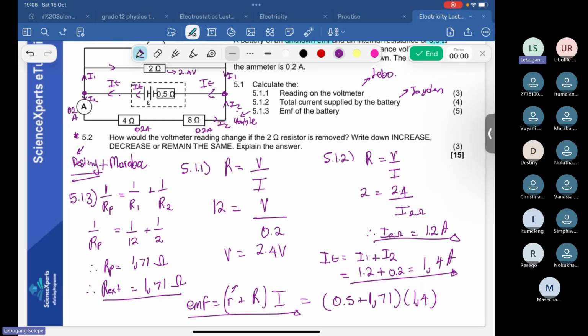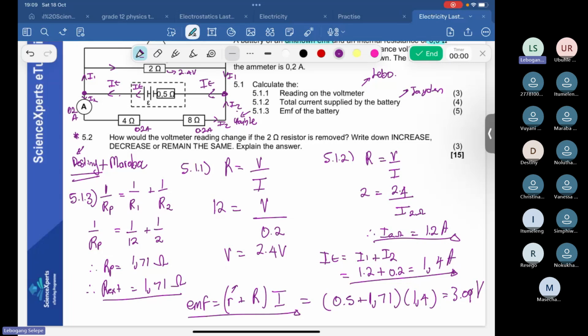Is it giving you the same answer? It's 3.09. Okay, 3.09. Let me check on my calculator just to confirm. Yes, 3.09. So it's not A, but B.